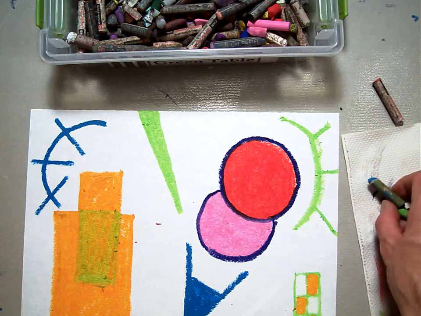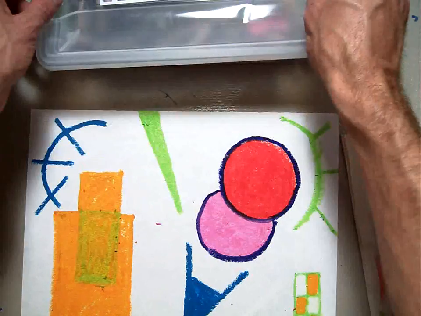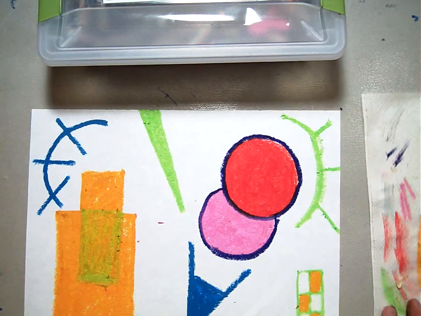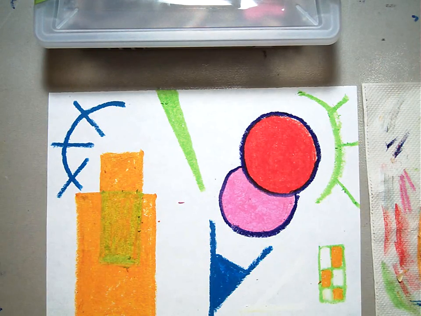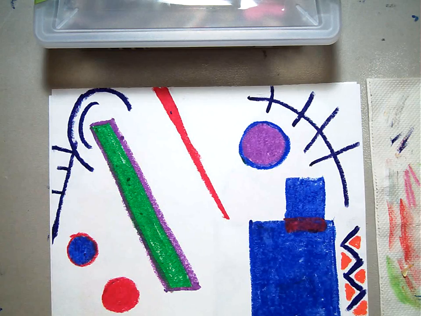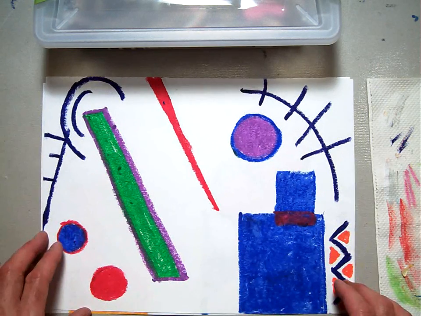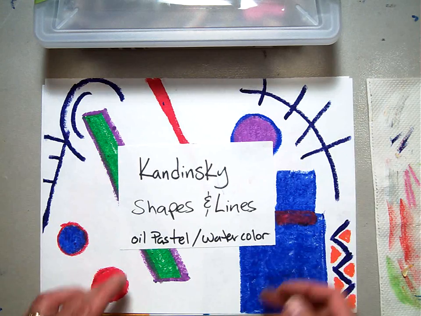When you're done, raise your hand. I'll come over to you and check it. I'll give you some feedback. What looks good, what could be done better, if there's anything. And then we will move on to the watercoloring once we get the Kandinsky composition finished in oil pastel. So again, that is Kandinsky's Shapes and Lines with oil pastel.